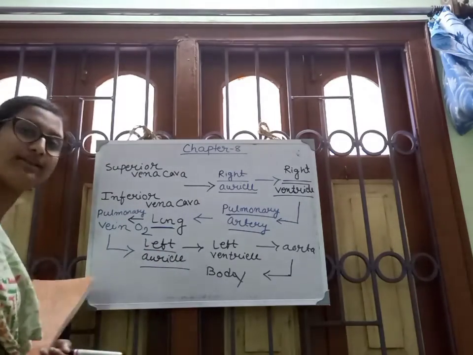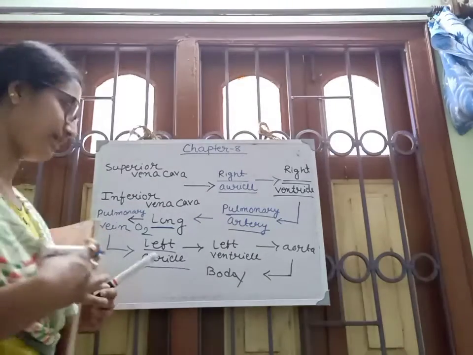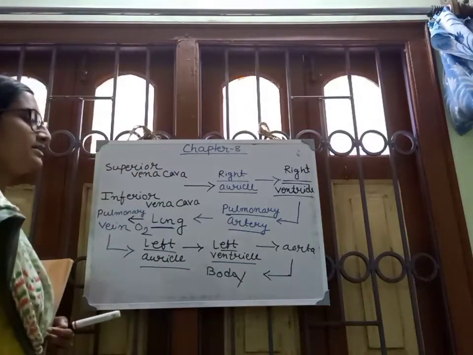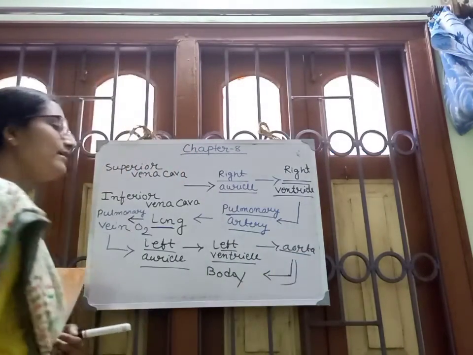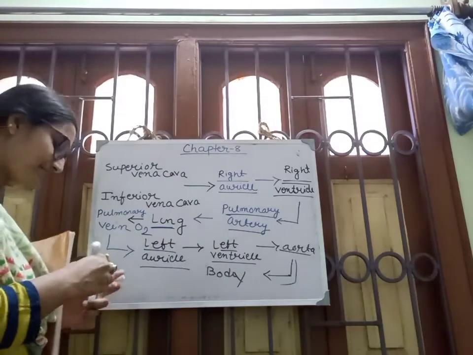This is the left auricle. After that, the left auricle starts contraction. Then the blood enters the left ventricle, and through the aorta it is transported through our body. This is actually the total process of the blood circulation.